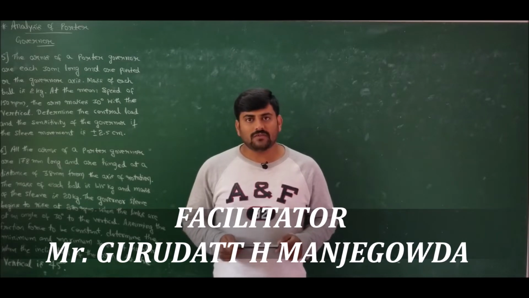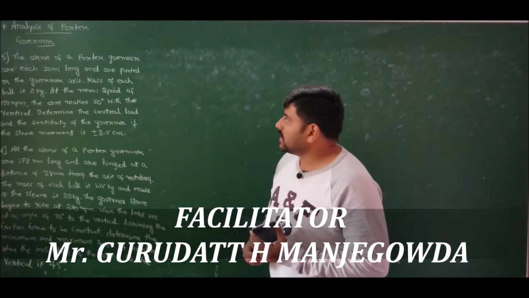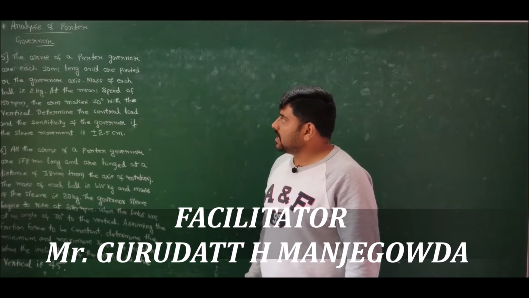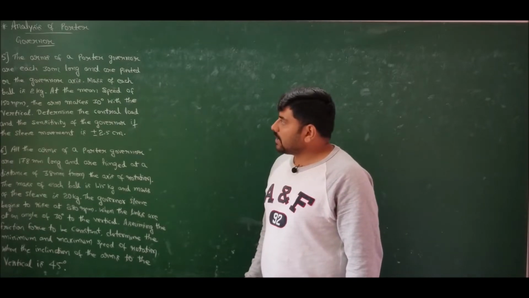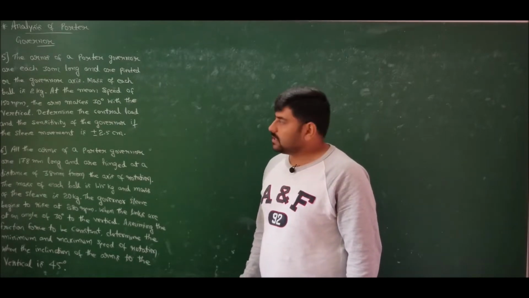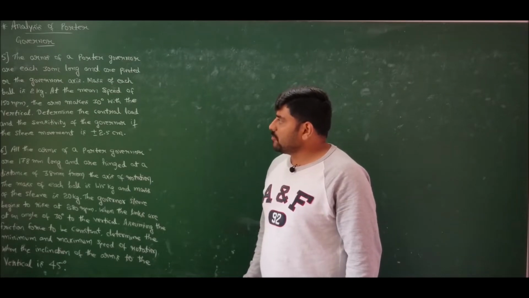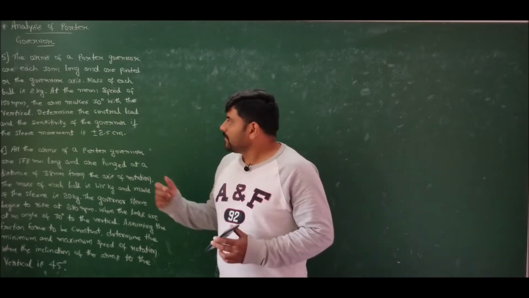The problem number 5 of our discussion on Porter governor states that the arms of a Porter governor are each 30 centimeters long and are pivoted on the governor axis. Mass of each ball is 2 kg. At the mean speed of 150 rpm, the arm makes 30 degree with the vertical. Determine the central load and the sensitivity of the governor if the sleeve movement is plus or minus 2.5 centimeters. So this is the given problem.